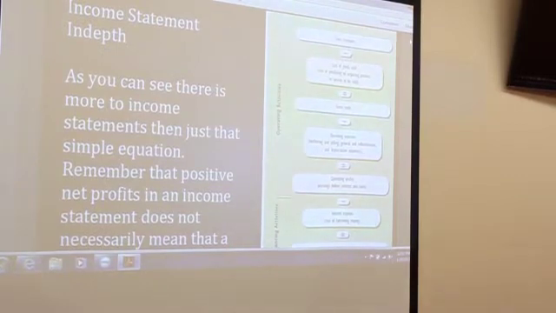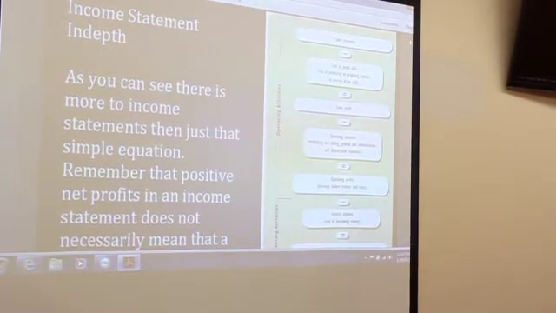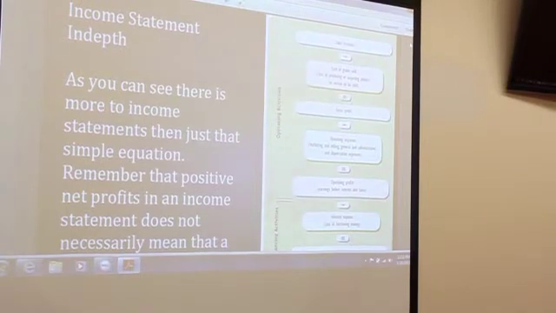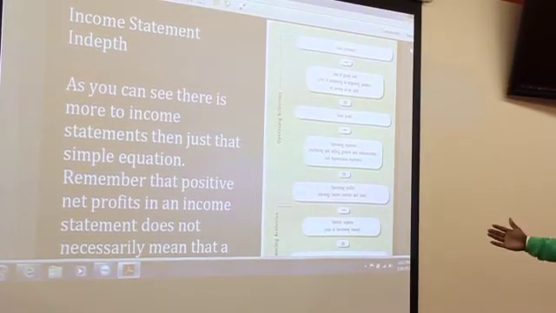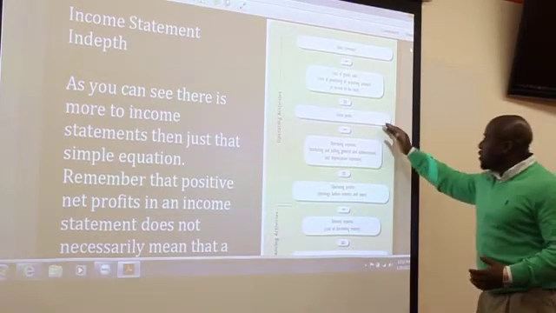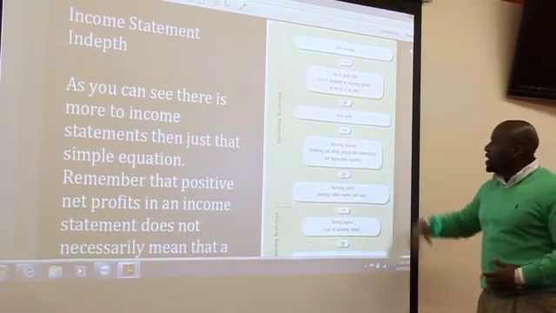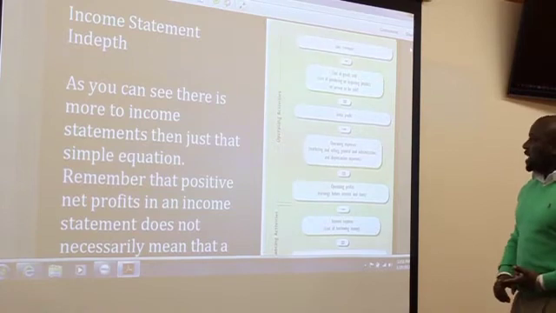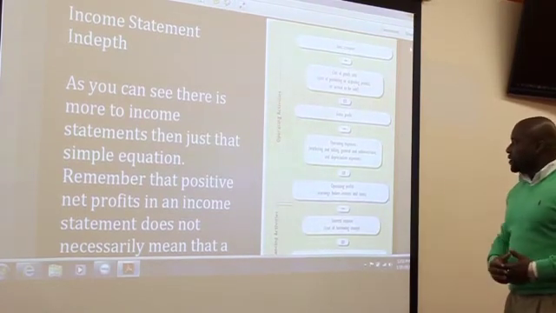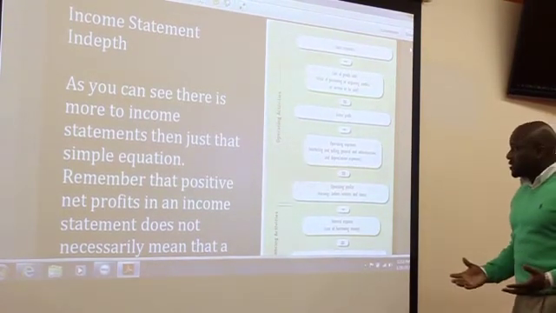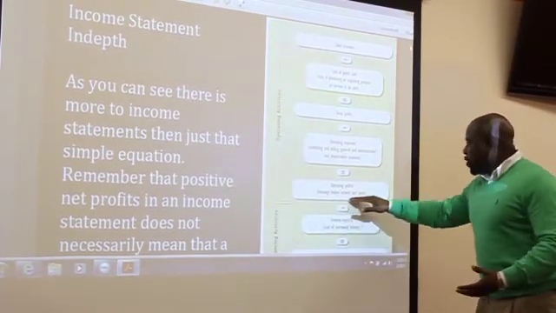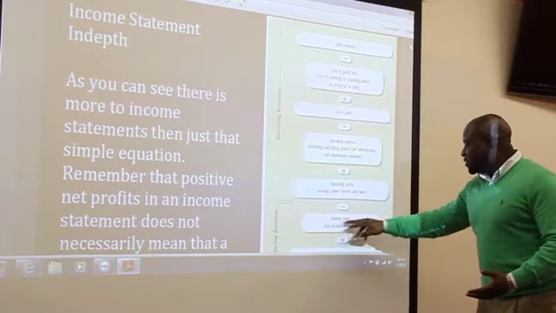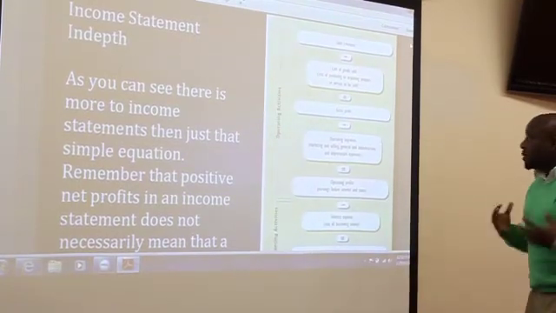Sales revenue minus cost of goods, the cost of producing or acquiring product or services to be sold, equals gross profit. Now, once you get your gross profit, you have to look at your operating expenses: marketing, selling, general, administrative, and depreciation expenses. That equals operating profits, or earnings before interest and taxes, minus interest expense, the cost of borrowing money.